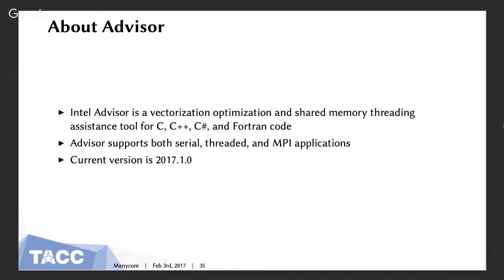So yeah, I'll talk a little bit about the Advisor tool of Intel's. The idea is it's a vectorization optimization and basically OpenMP. Well, actually, it has all kinds of different types of threading that it supports, but it's a threading assistance tool. It says it supports serial, threaded and MPI applications. I find that it might be the case that it can inform threaded and MPI applications, but you really want to be running it in a serial fashion.